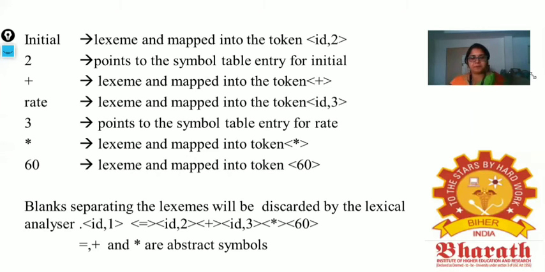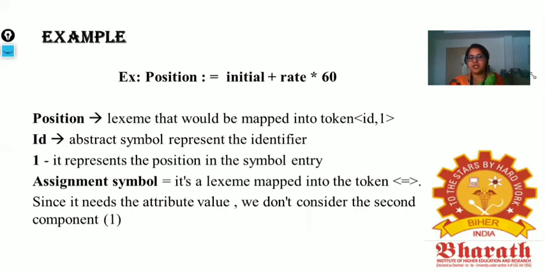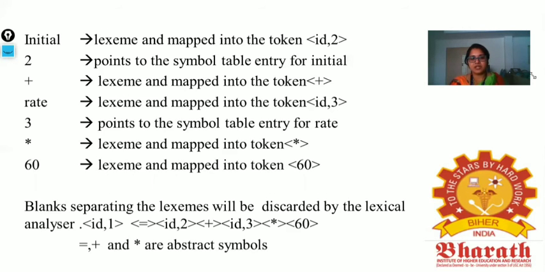So the example was position is equal to initial plus rate into 60. ID 1 represents the position, then the assignment symbol, then ID 2 is the initial along with the addition operator. Next is the rate, then multiplied with the 60. So this is how a stream of characters passed into the lexical analyzer has been converted into tokens. And this is the output of the lexical analyzer.